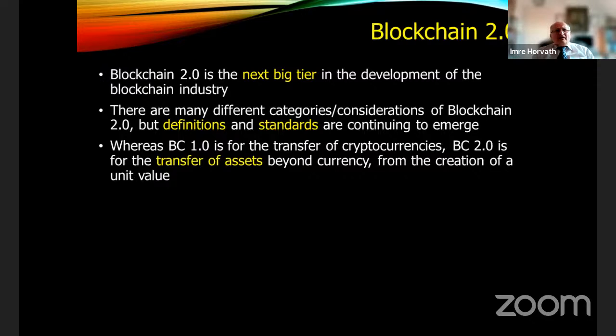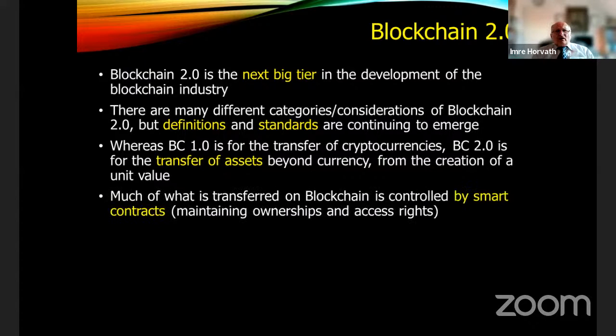While blockchain 1 is for the transfer of cryptocurrencies, blockchain 2 is for the transfer of assets beyond currency, from the creation of the unit value. And this is why we can consider even information structure exchange and confidential company knowledge exchange in the framework of cyber-physical systems. Much of what is transferred on blockchain is controlled by so-called smart contracts, maintaining ownership and access rights.